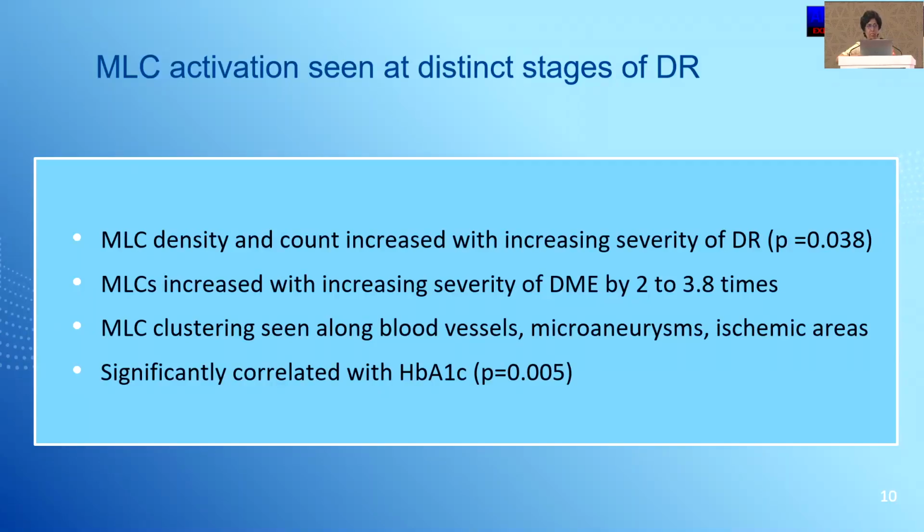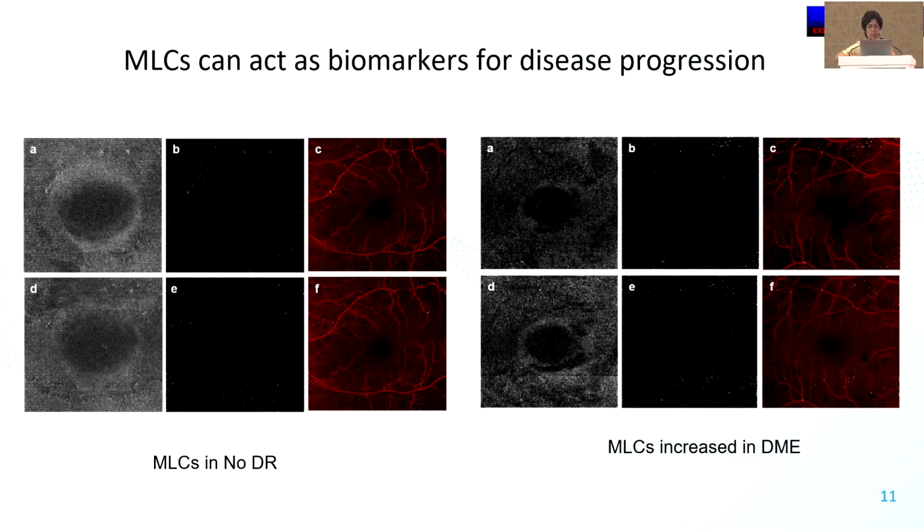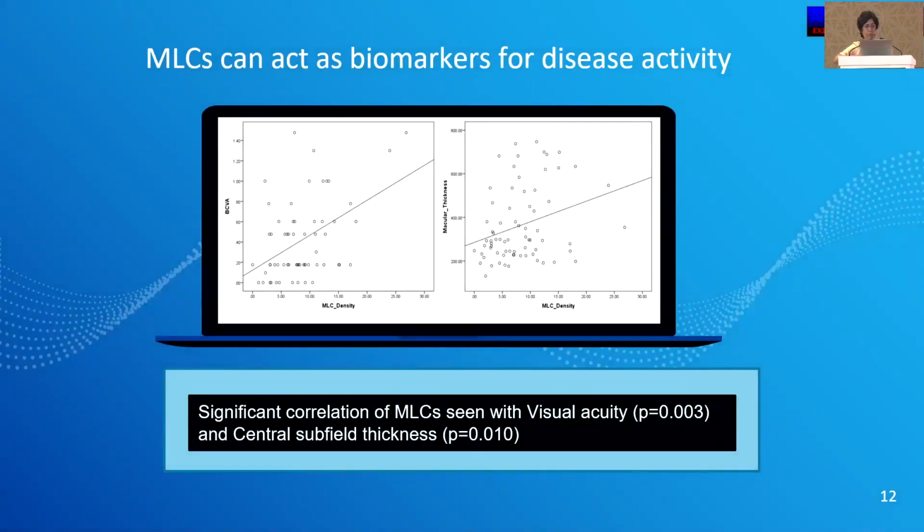The MLCs were seen clustered along the blood vessels, microaneurysms, and ischemic areas. They were also significantly correlated with the glycosylated hemoglobin values. These images show on the left the MLCs in diabetic retinopathy, where you see very minimal cells, and they are increased in the diabetic macular edema. So possibly the MLCs can act as biomarkers for disease progression in diabetic retinopathy and diabetic macular edema.